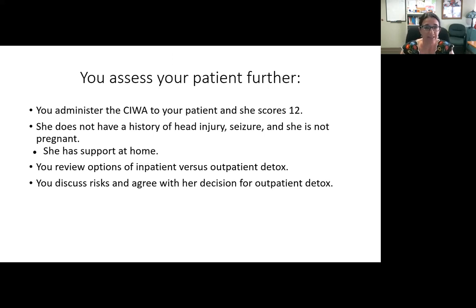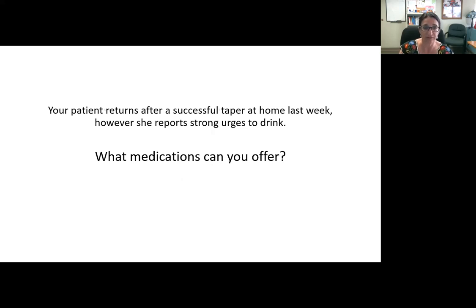So we see our patient, again, in our clinic. Her CIWA is a 12, so not too high. She doesn't have a history of head injury or seizure. She's not pregnant. She has support at home. And we review options and determine that she is a good candidate for an outpatient taper. We discuss the risks of this and agree with that decision. So she does return after a successful taper, but she has strong urges to drink. So this is a case where we are seeing her back promptly in order to help prevent relapse with other medications and therapy.